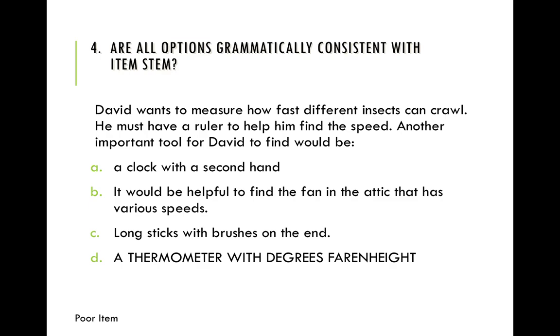Grammatically consistent again. David wants to measure how fast different insects can crawl. He must have a ruler to help him find the speed. Another important tool for David to find would be, okay, a clock with a second hand. Is that grammatically correct? It is, but it's missing the period. So most likely a student wouldn't recognize that, but technically it's not grammatically correct. B is definitely not grammatically correct. Doesn't make sense to add a whole sentence there. Long sticks with brushes on the end. And then, all caps, a thermometer with degrees Fahrenheit.